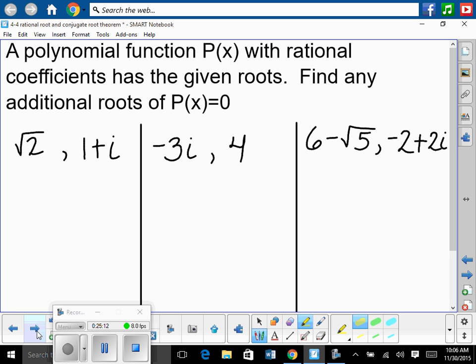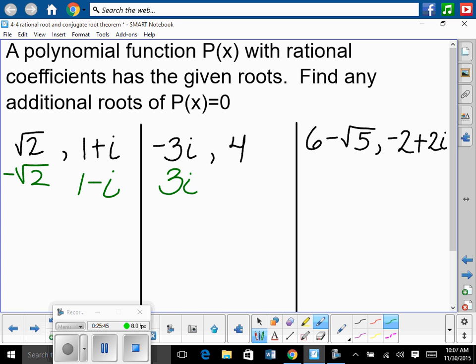So a polynomial, p of x, with rational coefficients, has the given roots. Find any additional roots of p of x. So here we go. Square root of 2, is its conjugate also a root? Yes. 1 plus i, is its conjugate also a root? Yes. So 1 minus i is also a root. What about negative 3i? Is its conjugate also a root? Is it an imaginary root? So its conjugate is also a root. If 4 is a root, is its conjugate a root? No, that's a whole number. It's not irrational, it's not imaginary.